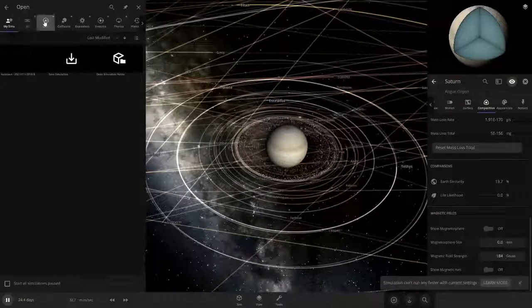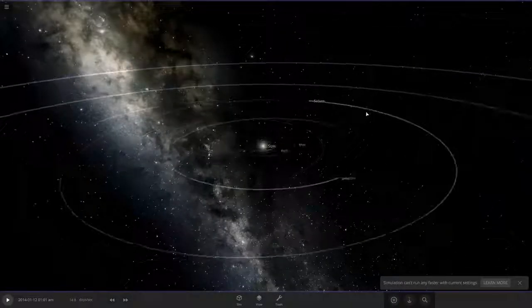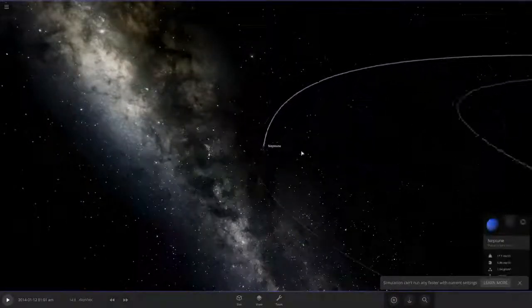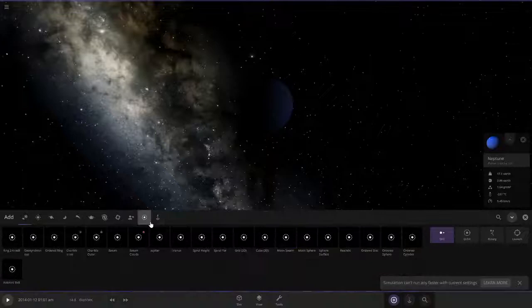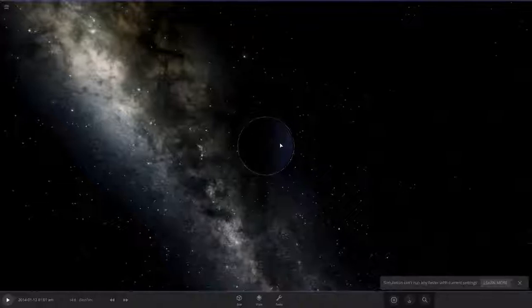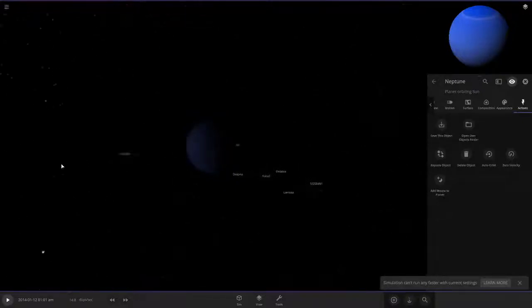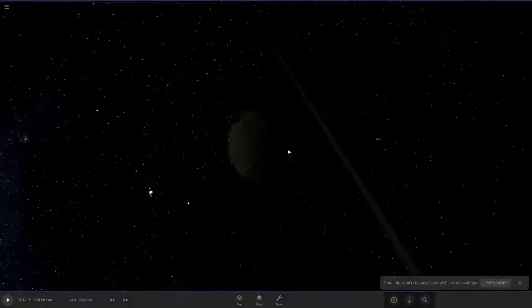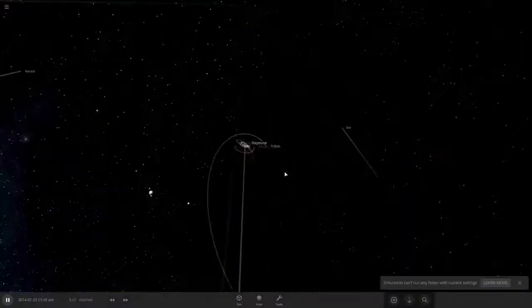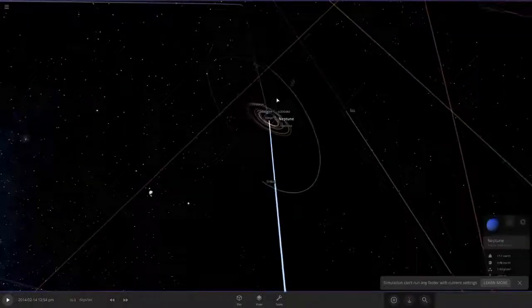Let me open an existing simulation real quick. Just the planets. Just the planets of the solar system. Let's go down. Let's start with Neptune. Let's add Neptune's ring to it. Neptune doesn't have a ring in this game. Okay, let's add Neptune's moons. Most famous of it being Triton. Let me turn on orbits. Click on Neptune.